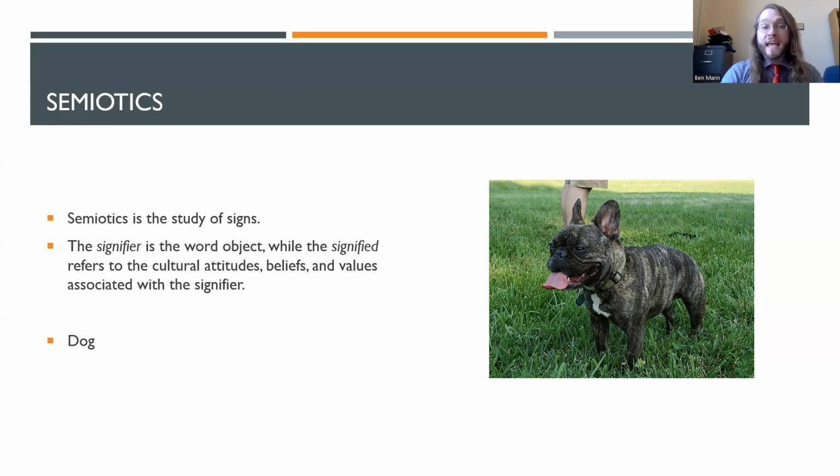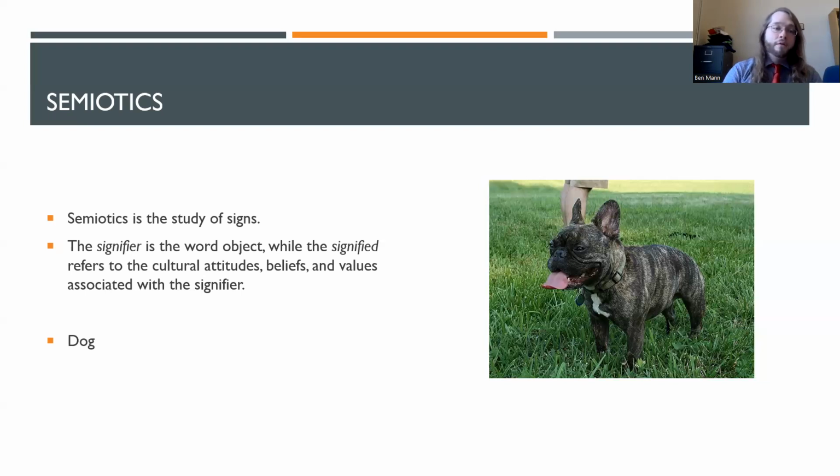In other words, we're using a signifier, in this case, the letters DOG, to convey the signified, or the cultural attitudes, beliefs, and values that are associated with that signifier. So for instance, if I were to say the word dog, perhaps the type of dog that comes to mind is going to be different. Maybe you think about a dog that's sitting near you as you're watching this video. Maybe you're thinking about a dog you had growing up, or maybe you're thinking about this French bulldog, which, by the way, has been dethroning other popular dog breeds as the most popular dog breed.